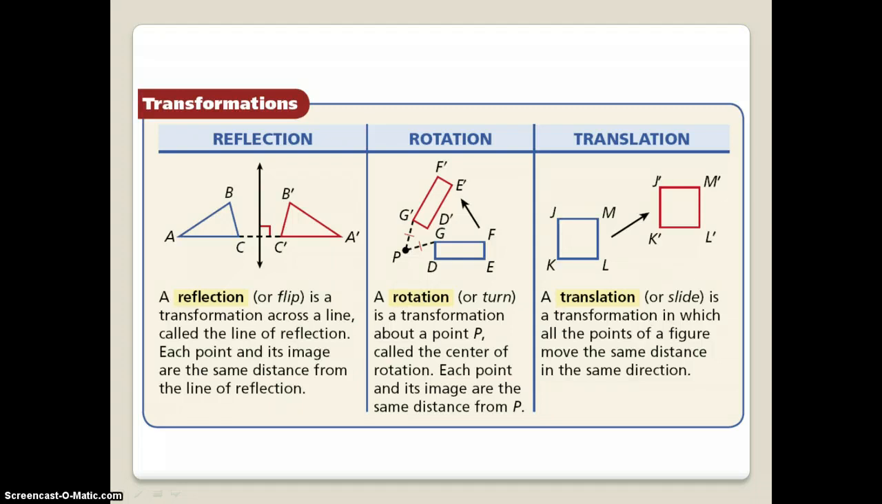A rotation is like turning it around, such as when we hold the camera sideways and then we want to flip the picture so that we can print it right side up. A translation is just a slide, or like moving a box from one place to another. You're moving all the points in the same order and the same distance from their original location.